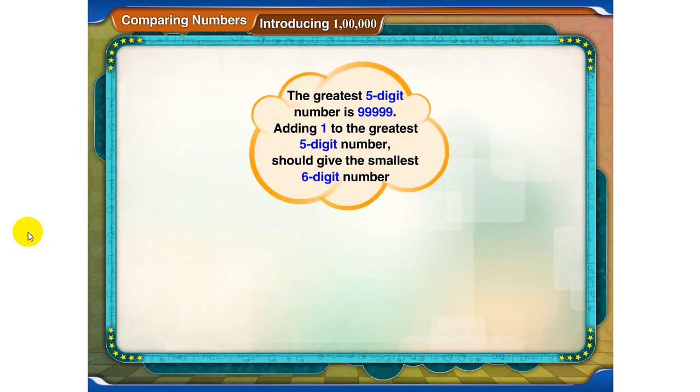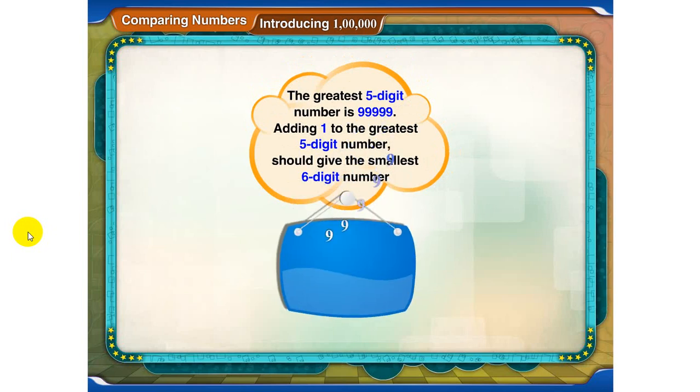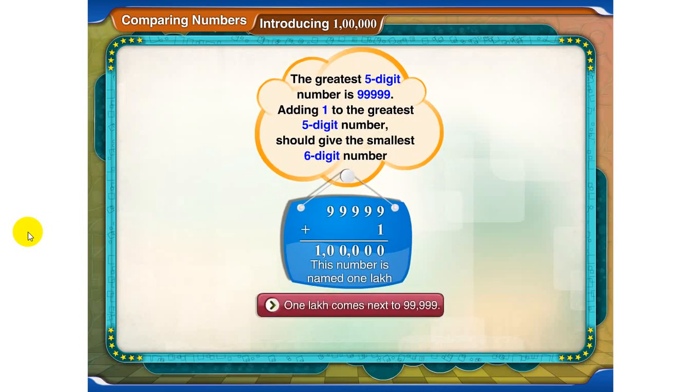Introducing 1 lakh. The greatest 5-digit number is 99,999. Adding 1 to the greatest 5-digit number should give the smallest 6-digit number, that is, 99,999 plus 1 is equal to 1 lakh. This number is named 1 lakh. 1 lakh comes next to 99,999. 10 into 10,000 is equal to 1 lakh.